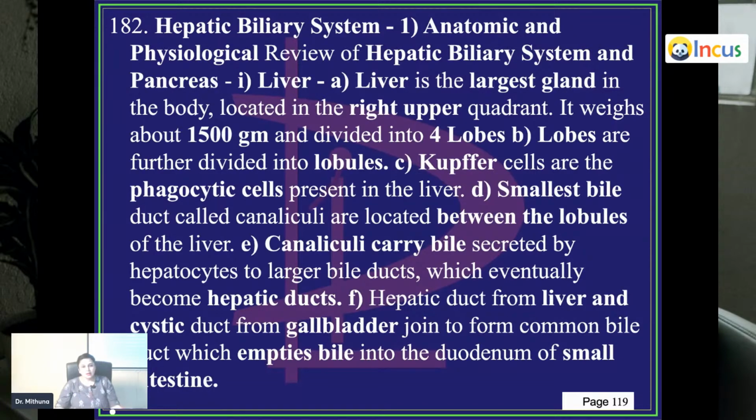To this, the bile duct or the cystic duct comes and gets attached, forming a common bile duct. This common bile duct, along with the pancreatic duct, drains into the ampulla of Vater in the second part of the duodenum. Hepatic duct from the liver and cystic duct from the gallbladder join to form a common bile duct, which empties bile into the duodenum of the small intestine.